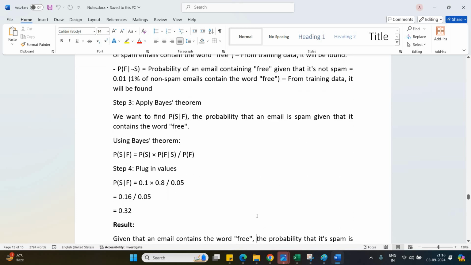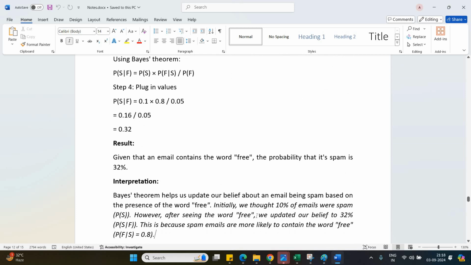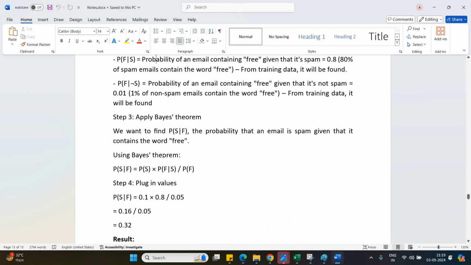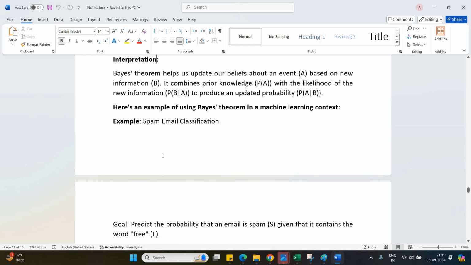But after the analysis and after applying the Bayes theorem, we have a more substantive analysis. After seeing the word free, if you have any mail which has the word free, then we can update our belief that around 32% of the mails having the word free could be spam mail, right? This is because spam mails are more likely to contain the word free, which is 80%. The chances are there with 80%, right? So this is the basic example that I wanted to show you before we understand how the Bayes theorem, using the Naive Bayes classifier, has been used for sentiment analysis, right?